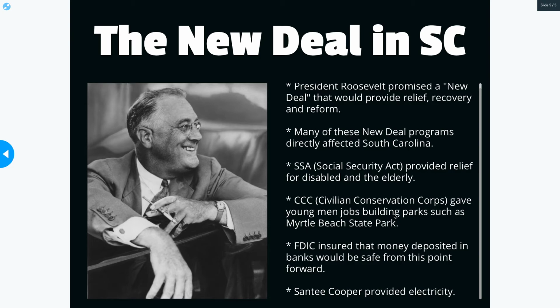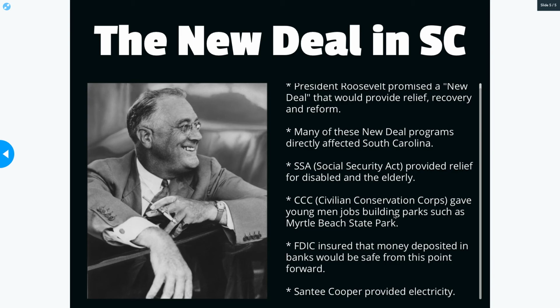The CCC, the Civilian Conservation Corps. Now, there's lots of pictures of young men working on parks, planting trees, planting flowers, pouring concrete so people can get into the park safely. Well, Myrtle Beach State Park, if you've ever been there, was built by the CCC. Now, this is one of those New Deal programs that is segregated in the fact that it does not even allow African Americans to join. This is a white young men only New Deal program.